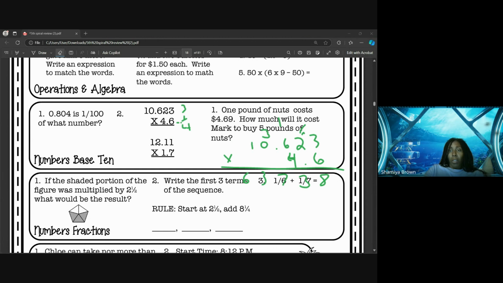First row complete. So now I go down and do everything times the 4. So I have to put a 0 to hold my place. Then I multiply 3 times 4, and I get 12. Carry my 1. Then I do 2 times 4, and I get 8 plus my 1, which is 9. And remember, if you need to, you can mark out these that we carried the first time.